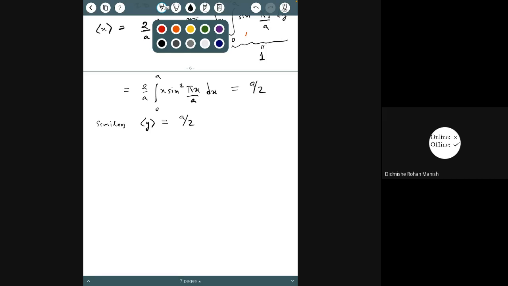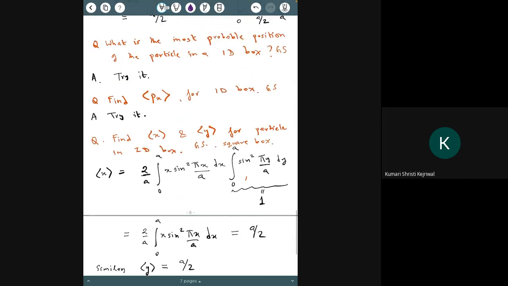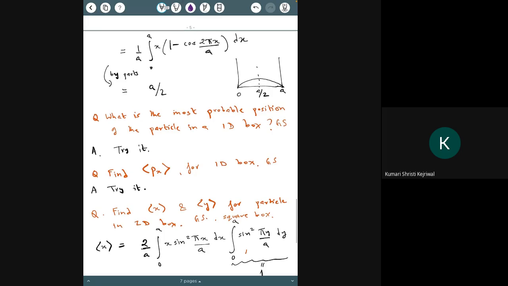Yeah? Ma'am, could you just scroll up a little? Sure. This page? Yeah, ma'am, here, for the second question, do we need to find out the average value of finding the probability of X? No, Px is the momentum operator. Okay, the momentum. Okay.